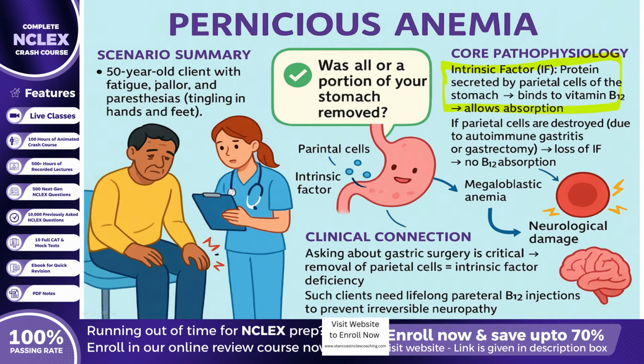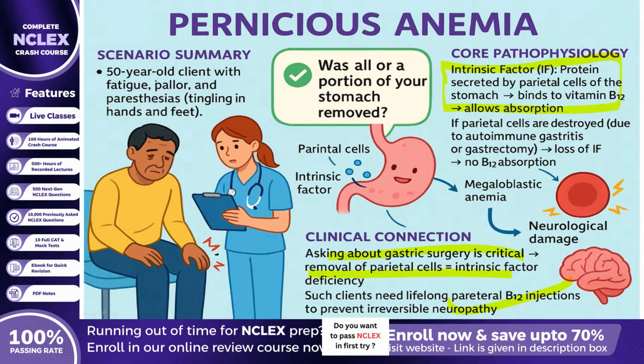As a result, vitamin B12 cannot be absorbed, leading to impaired DNA synthesis and the formation of large, immature red blood cells called macrocytes. Over time, this causes not only anemia, but also neurological complications such as peripheral neuropathy, ataxia, and cognitive changes. Therefore, asking whether the client has had gastric surgery is crucial, as removal or destruction of parietal cells during procedures like gastrectomy directly causes intrinsic factor deficiency. Clients who have undergone such surgeries often require lifelong parenteral vitamin B12 replacement to prevent irreversible nerve damage.